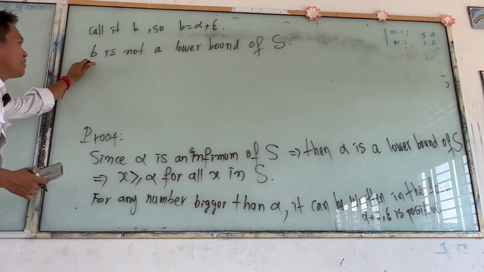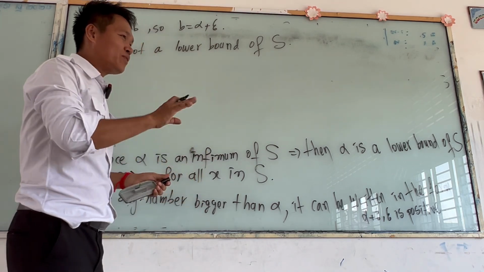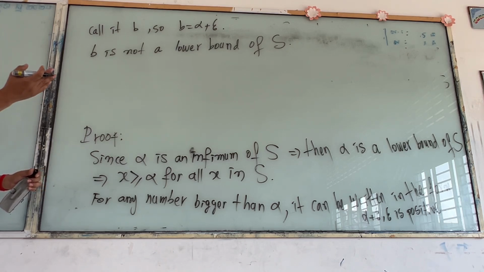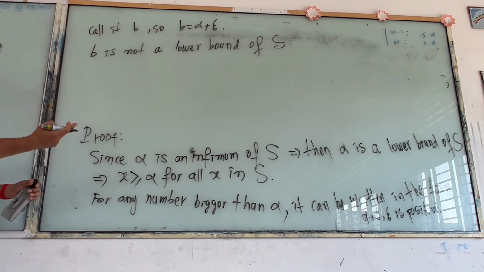Why do I get that B is not a lower bound of S when B equals alpha plus epsilon? Please think about the definition of infimum of a set. The infimum of a set is the lower bound that is the biggest one. I mean, to find the infimum of a set, you have to find all lower bounds, and then you choose the biggest one. The biggest one becomes the infimum of the set.